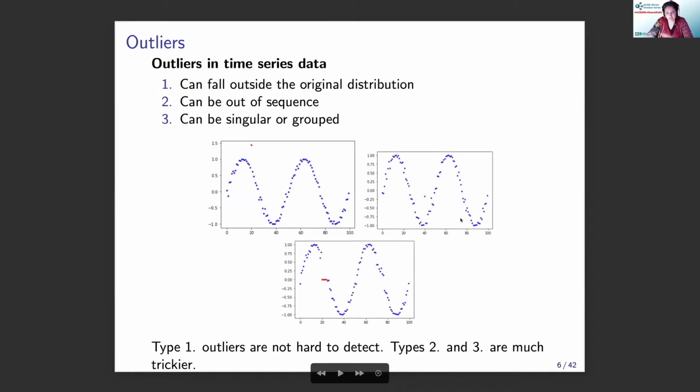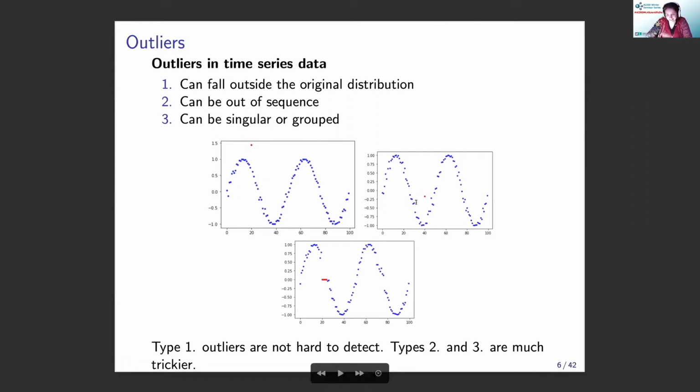In time series data, outliers are a bit of an issue. If they fall outside the original distribution, as you can see in the first picture there, it's not too difficult. You can see they're obviously outliers. A machine will see they are outliers. They're obviously not where they're supposed to be.